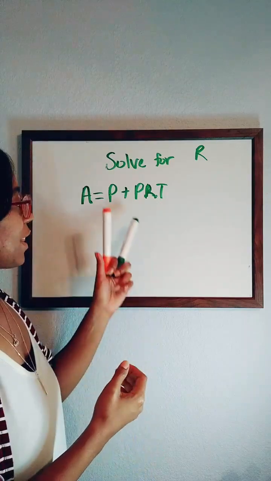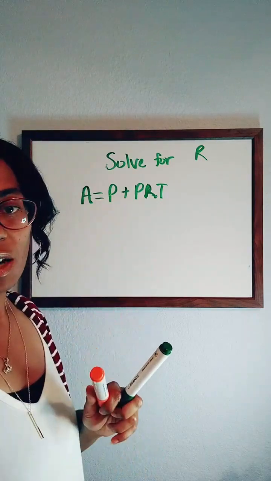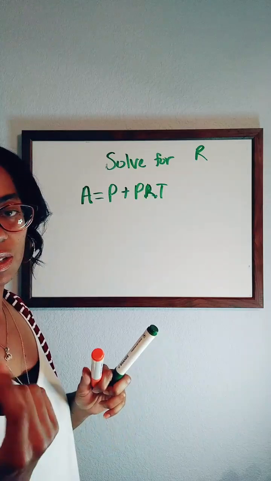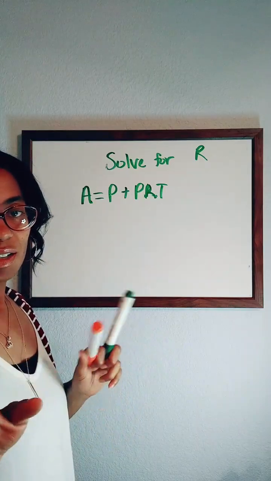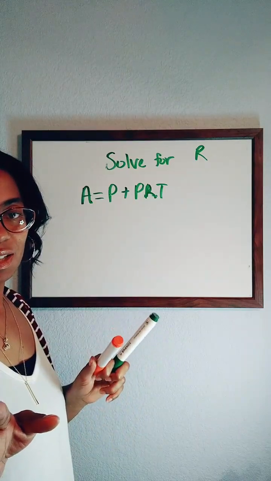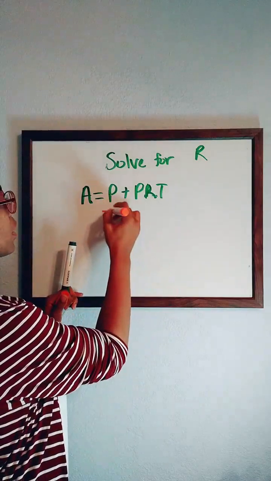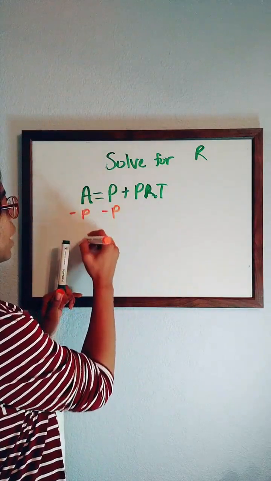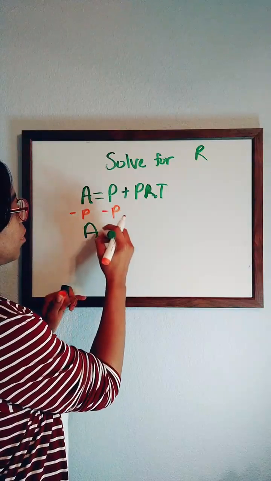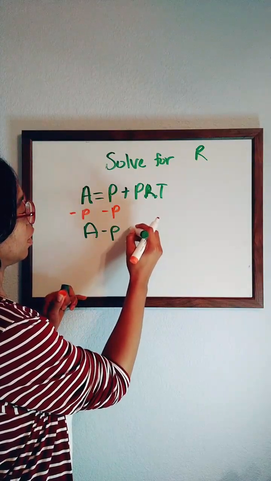Not add the P, but subtract the P. And I saw what you put, KS. You were pretty close to it. Look at y'all. Okay, mathematicians. Very good. So we're going to subtract P from both sides. We got A minus P equals PRT.